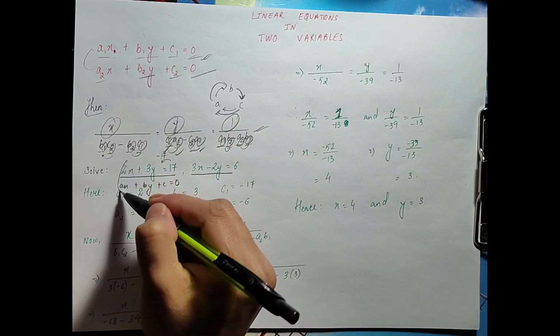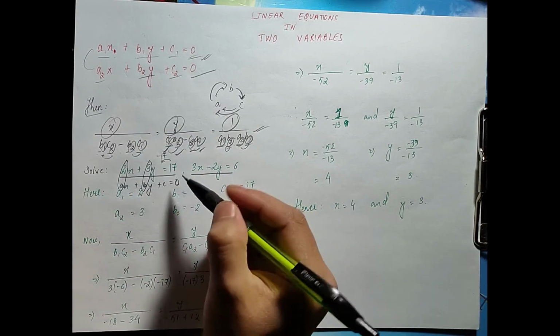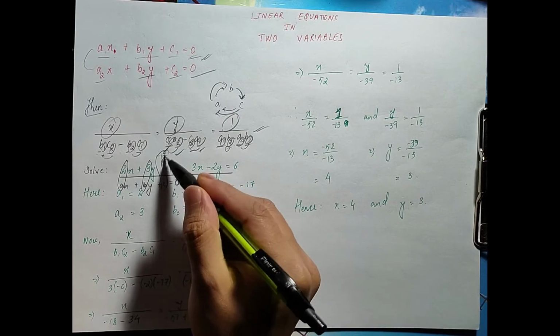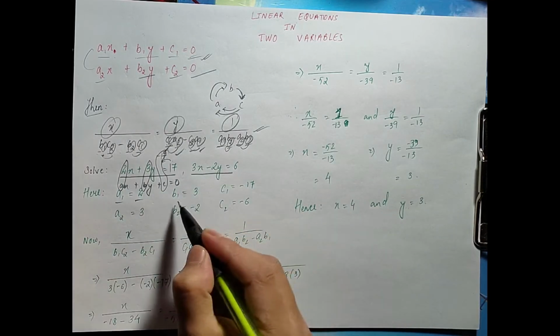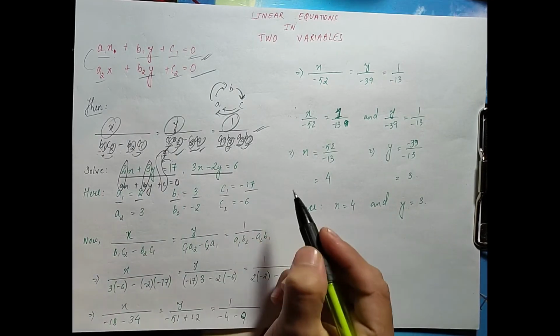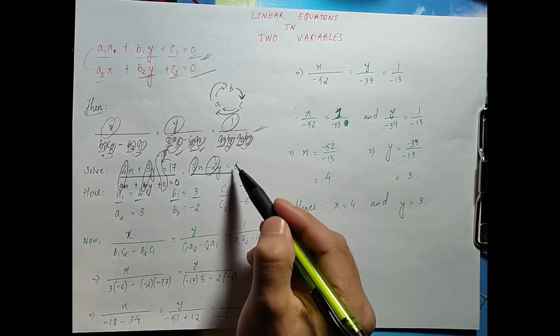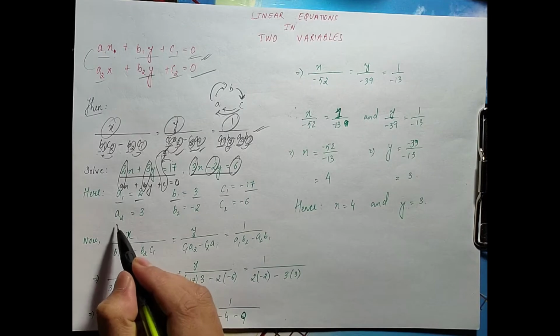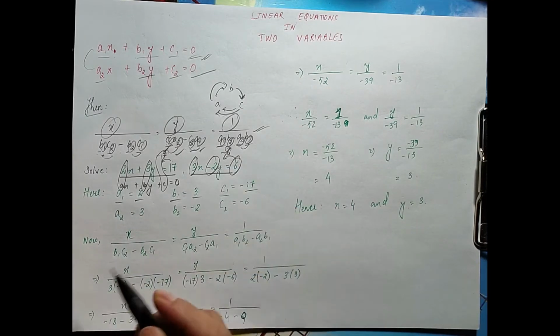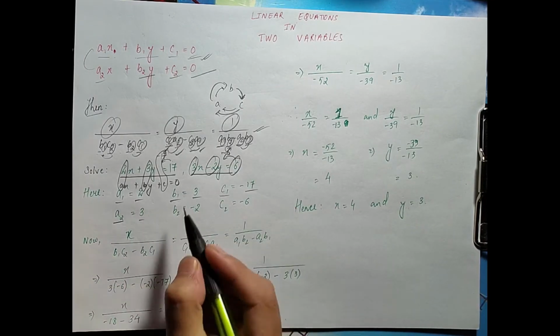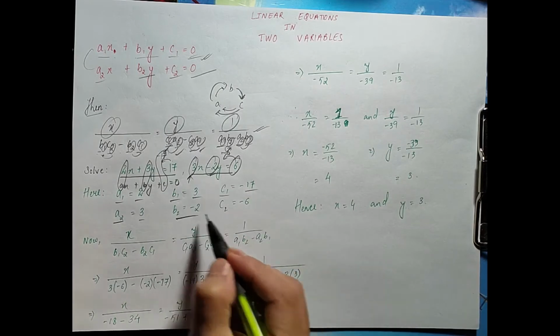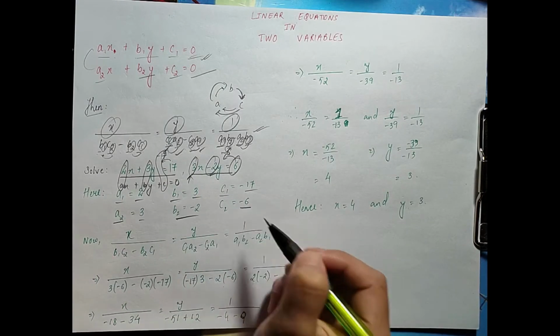So we see that a is equal to 2, b is equal to 3, and c is equal to minus 17. So we have a1 = 2, b1 = 3, c1 = -17. Similarly, if you compare here, you get a2, b2 and c2, because 6 will come here, it will become minus 6. So a2 is 3, b2 is -2, and c2 is -6.